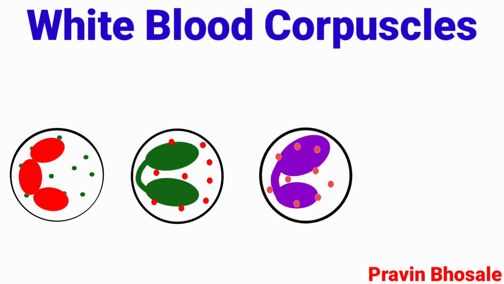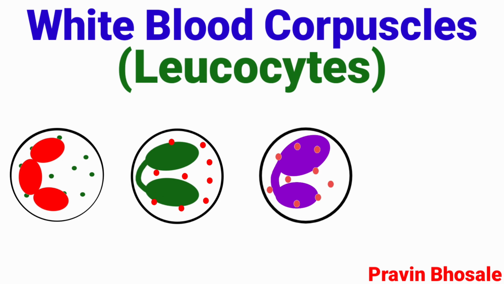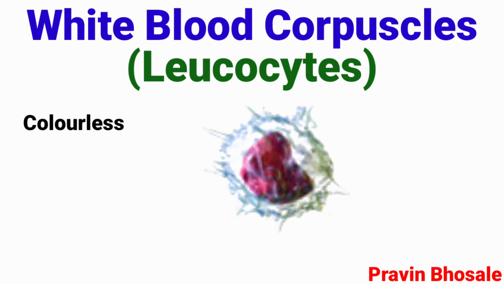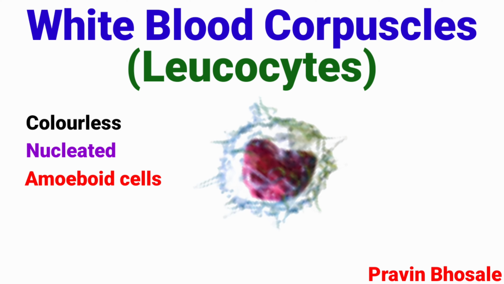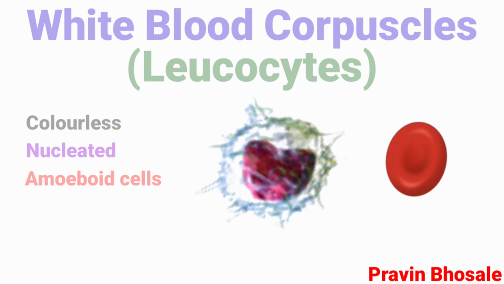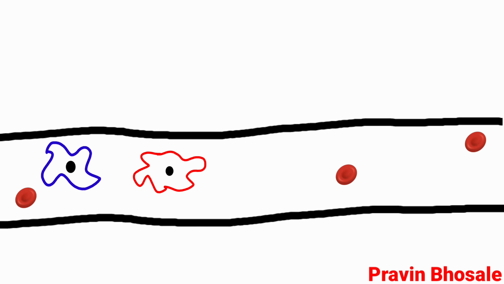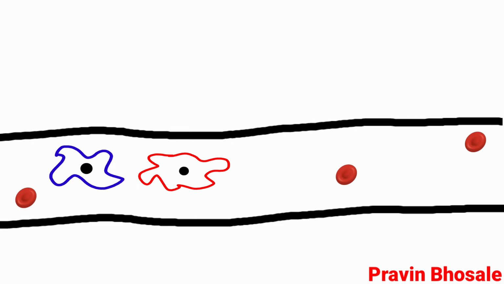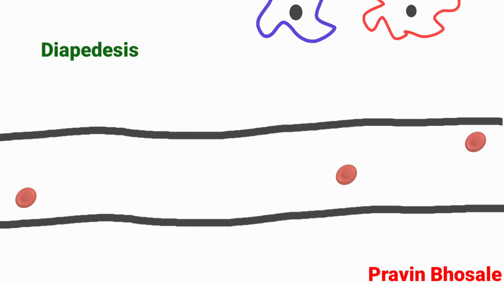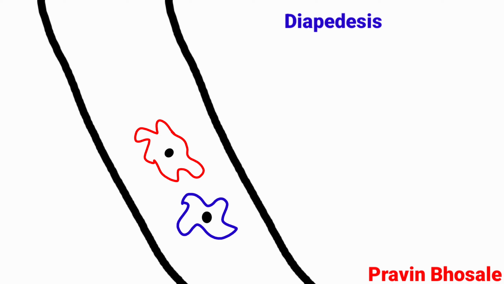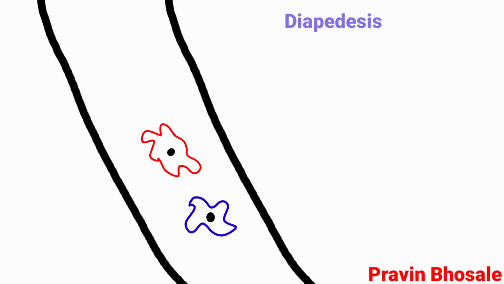White blood corpuscles, that is leukocytes. They are colorless, nucleated and amoeboid cells larger than RBCs. Due to their amoeboid movement, they can move out of the capillary walls by a process called diapedesis. So diapedesis means WBCs, because of amoeboid movement, can move out of the capillary walls.